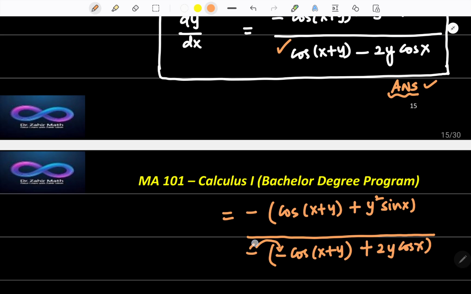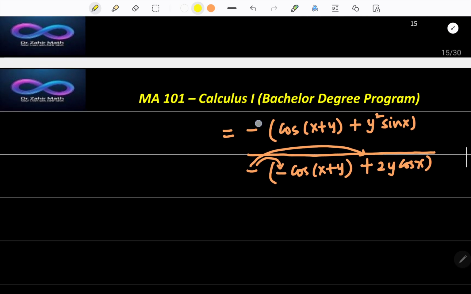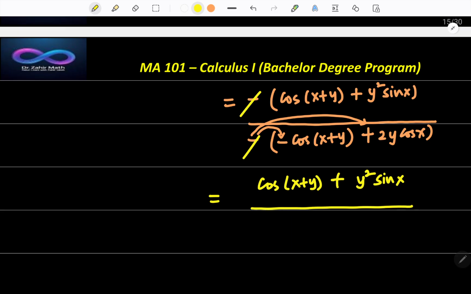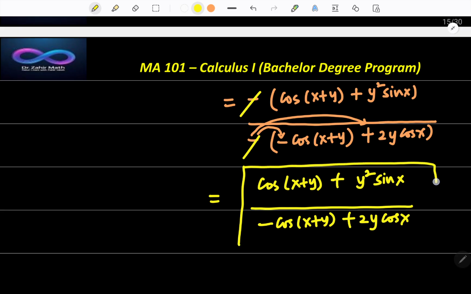Check it out. Minus into plus is what? Minus. So what happens now? This minus and this minus get cancelled. So you get another beautiful answer, which is cosine of x plus y. Again, I'll write in a proper manner. Cosine of x plus y, right? And then plus y square sine x over minus cosine of x plus y and then plus 2y cosine x. So this is also a beautiful answer.